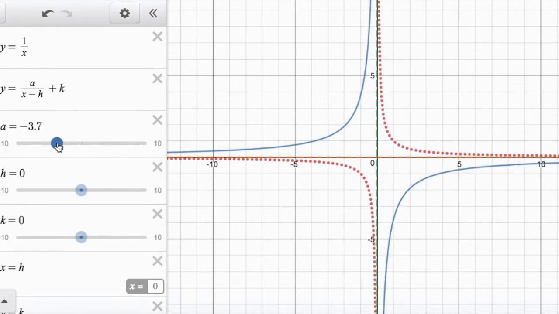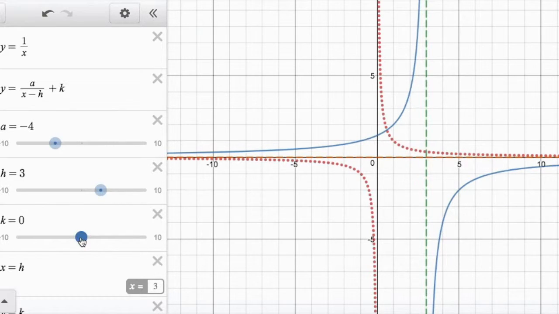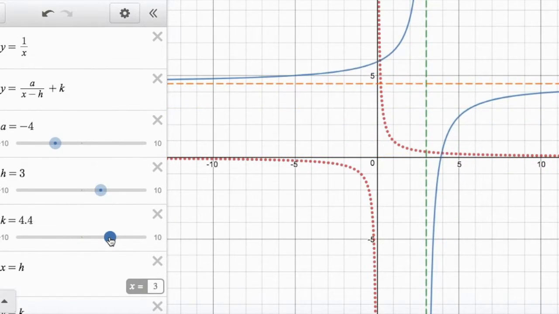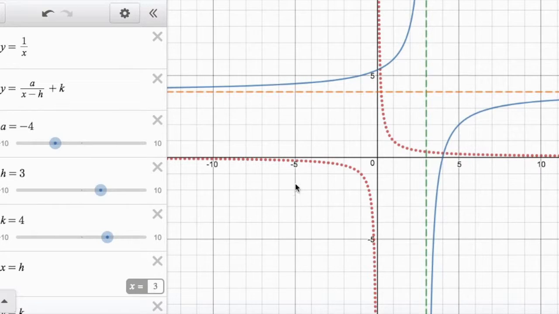Now if they ask you to draw y equals negative 4 over x plus 3, plus 4, there you go. That's all you'll have to do. Put in your x and y asymptotes and then draw it through. If you want to know where it crosses the x-axis, put y equals 0 and solve it. If you want to know where it crosses the y-axis, put x equals 0 and solve it. And you get those extra points there.